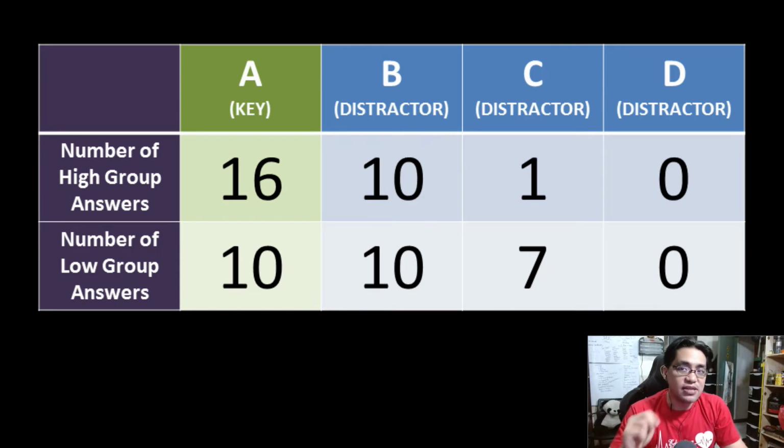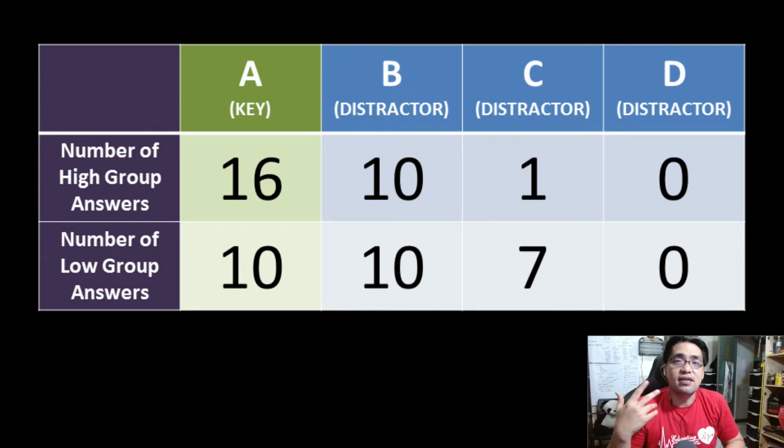Next, consider this illustration on the screen right now. Let's say that on this particular test item, we have a question with 1 key and 3 distractors. And as you can see on the screen, some students in both the high group and the low group answer the key. Some students from both the high group and the low group answer the various distractors. However, please notice that the high group answered the key much more frequently than the low group. Also, one of the distractors was answered by the low group more frequently than the high group.